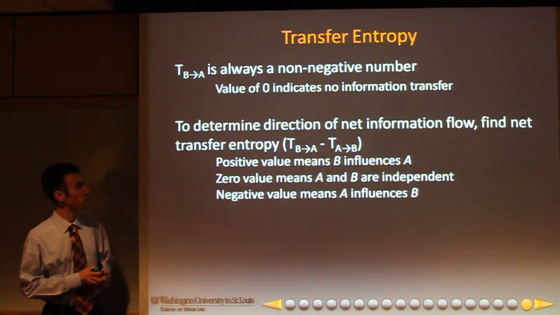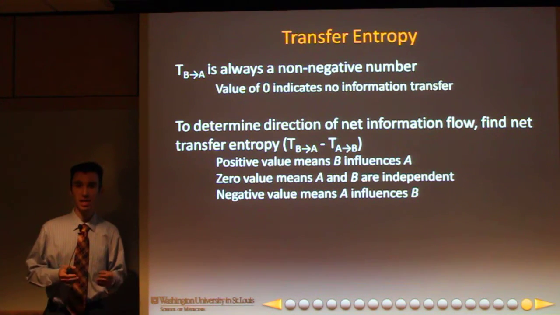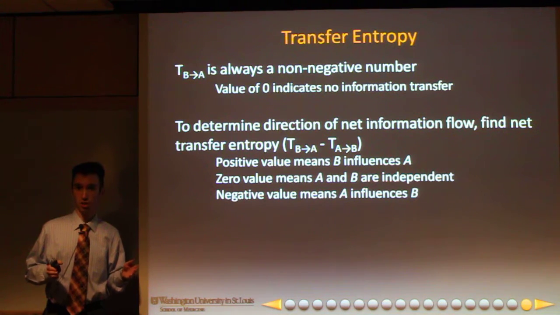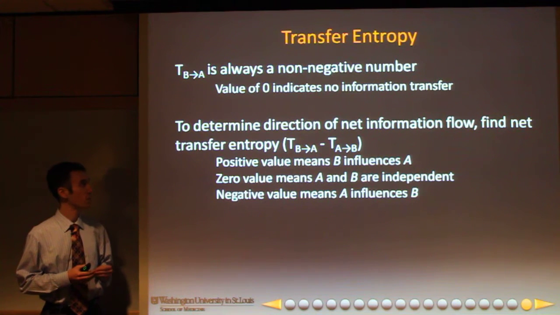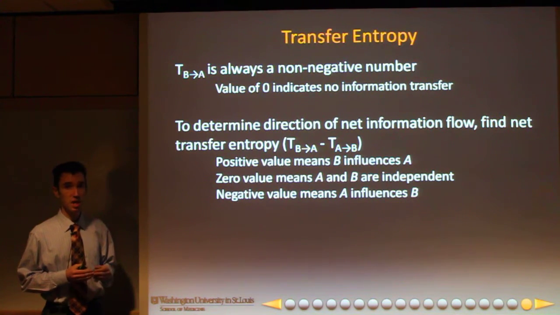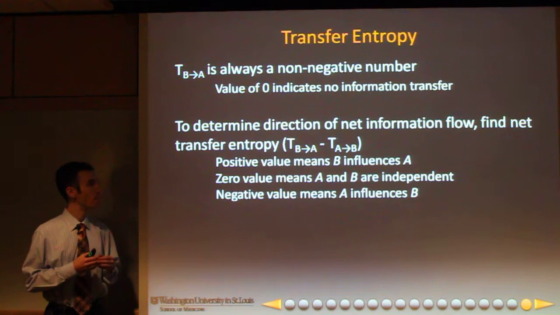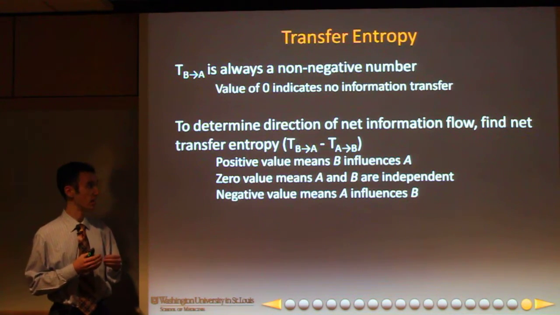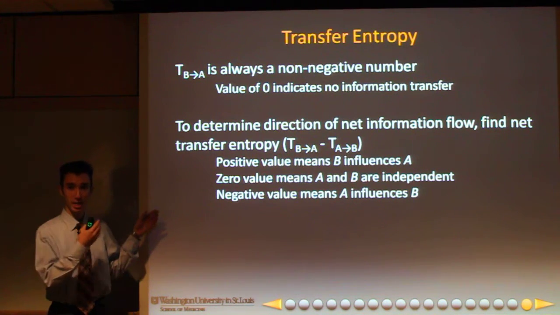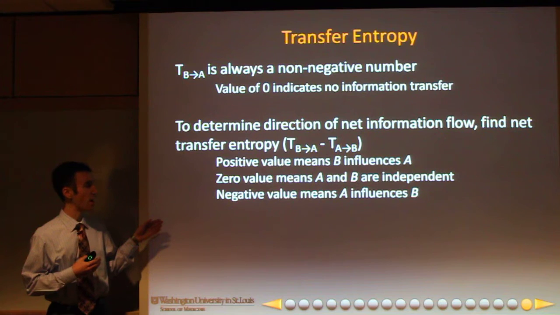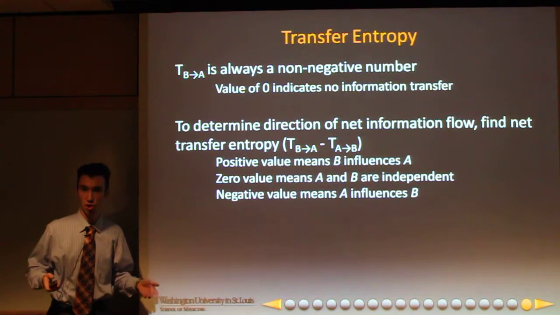So the transfer entropy is always a non-negative number with a value of 0 indicating no transfer of information. To determine the direction of net information flow, we need to take the difference between the transfer entropy of B to A minus the transfer entropy of A to B. A positive value of this difference means that B predicts A. A negative value means that A predicts B. And again, a value of 0 means there is no relationship.